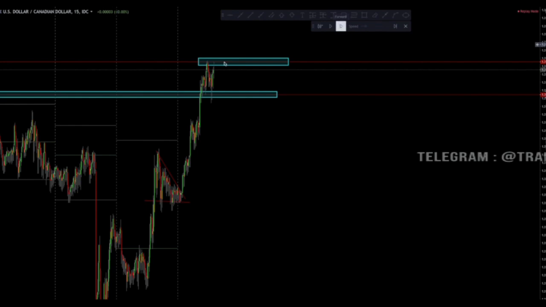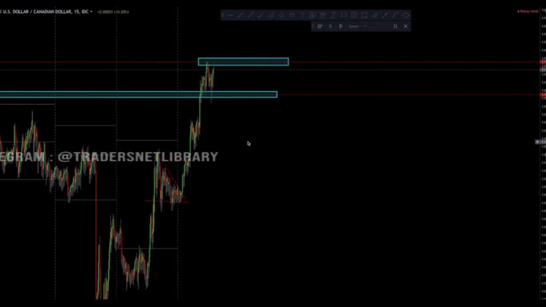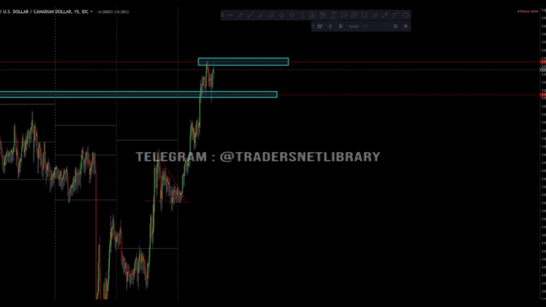All right, nice little touch right here. You could have a sell limit right here. I would definitely have the sell limit right here, all right, for like 135, 530. Let's go forward.